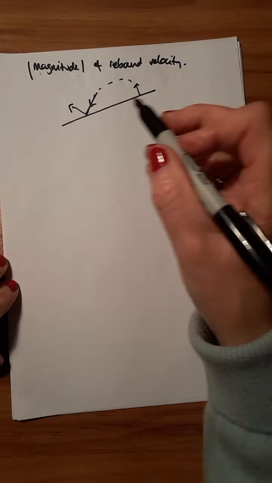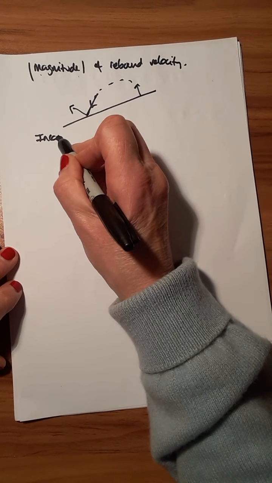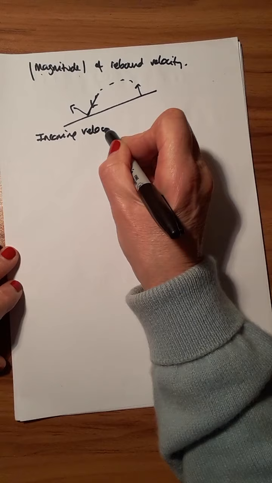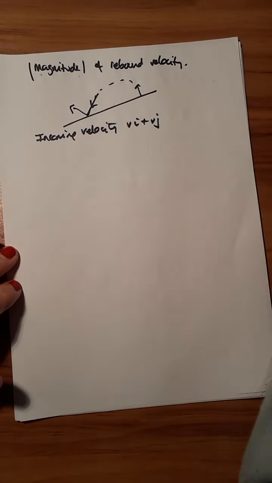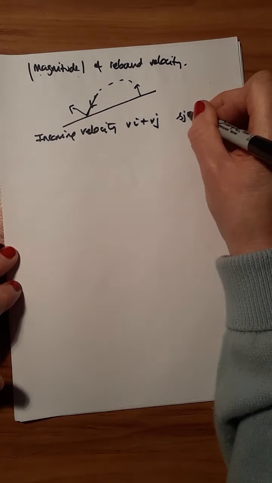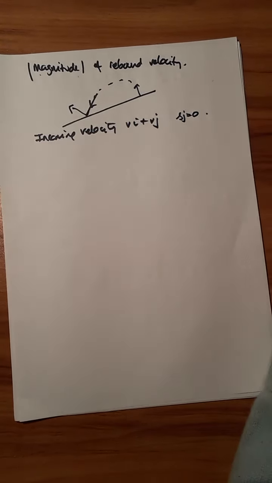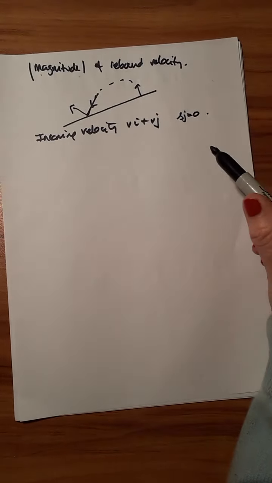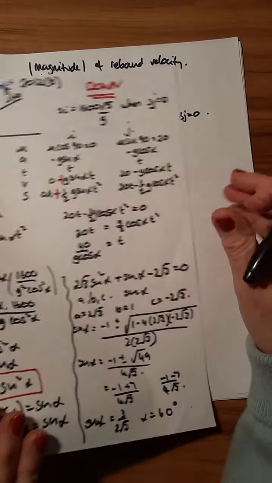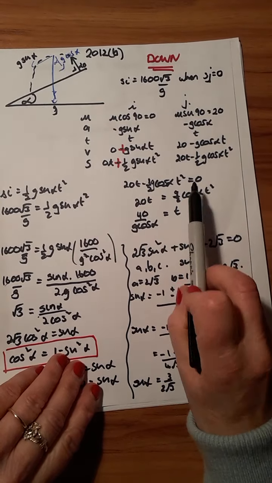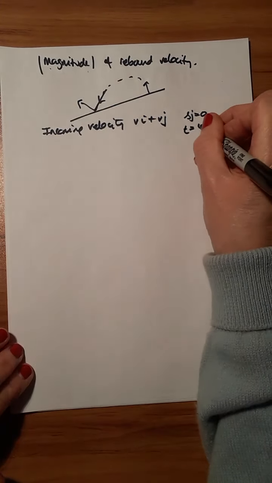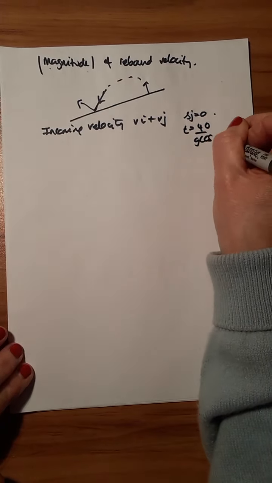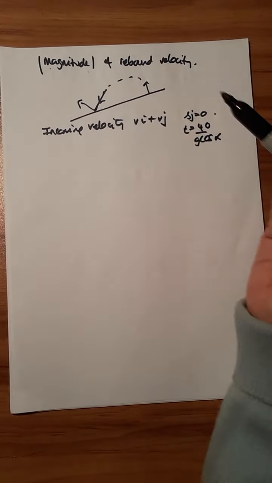Now the incoming velocity is the Vi plus Vj on landing, and the landing is when Sj is equal to 0. So we already know what happens when Sj equals 0. We have that from the first part. So Sj equals 0 gives me a time. So T is equal to 40 over g cos alpha. That is when the particle hits the plane.